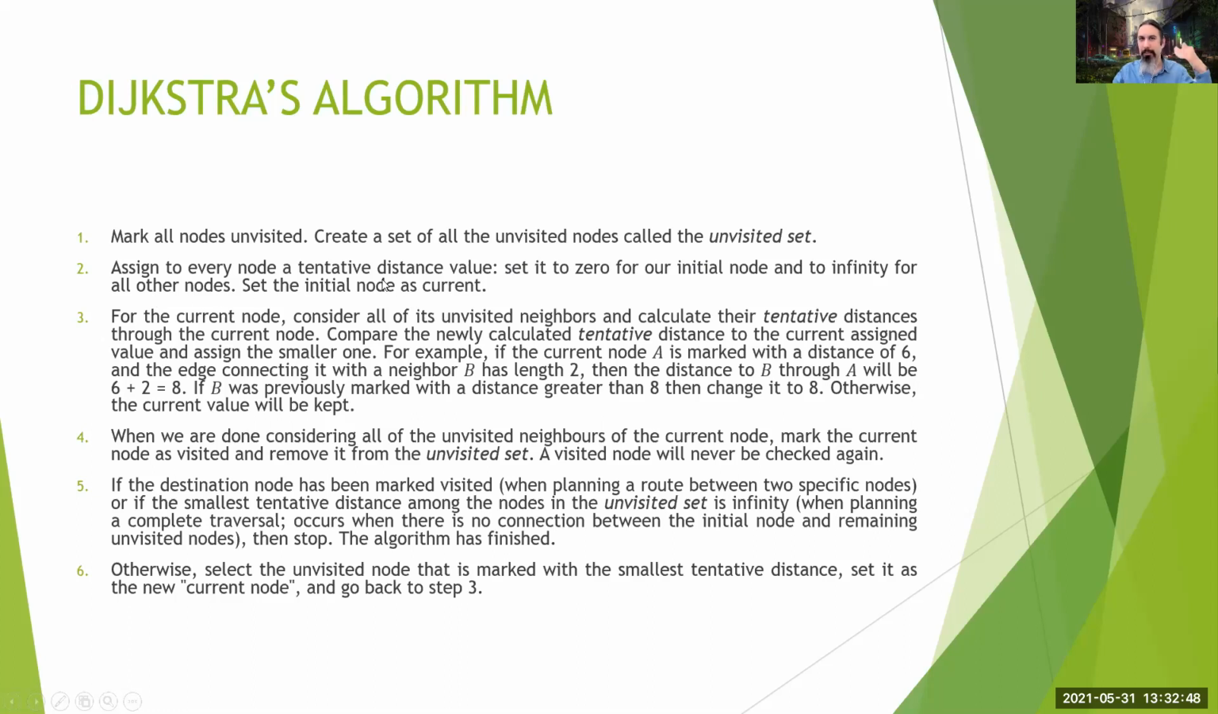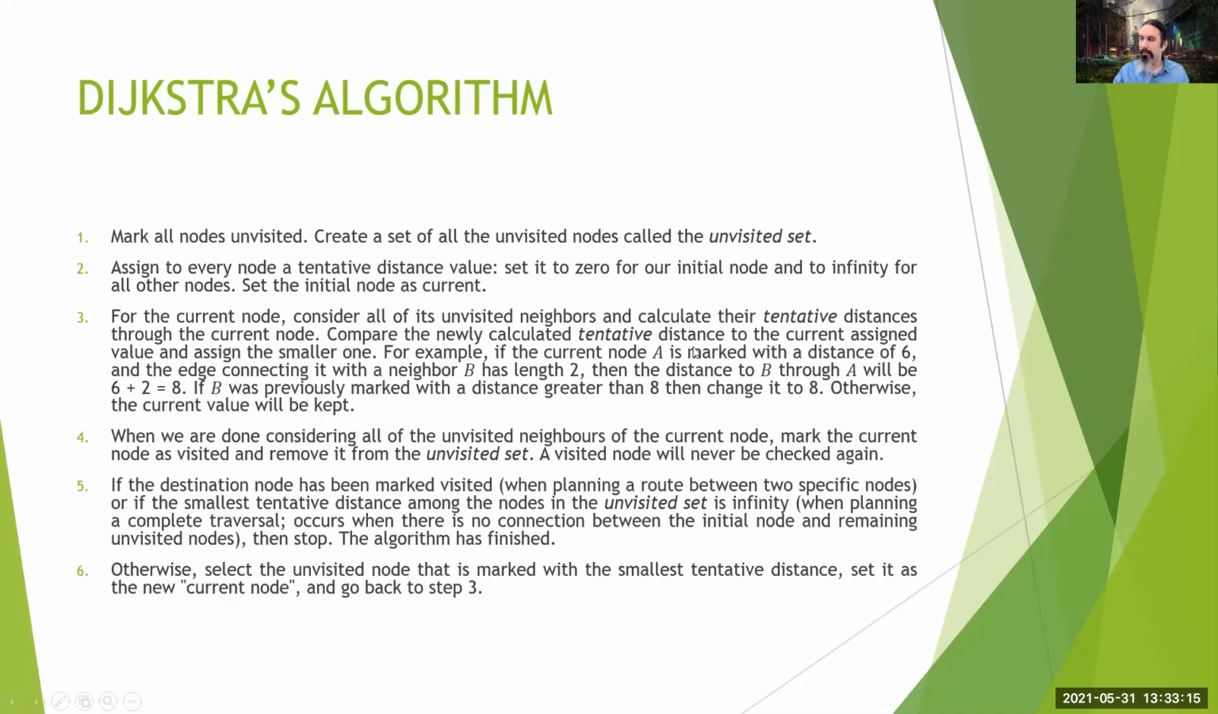So how many steps, or how much time, or what kind of cost I use to get there. You can think of it like that. And for the current node, consider all of its unvisited neighbors and calculate their tentative distances to the current node. So what we have done previously is something like this. Compare the newly calculated tentative distance to the current assigned value and assign the smaller one. So we're trying to get there, but you can get there from other places. So it's a tentative value.